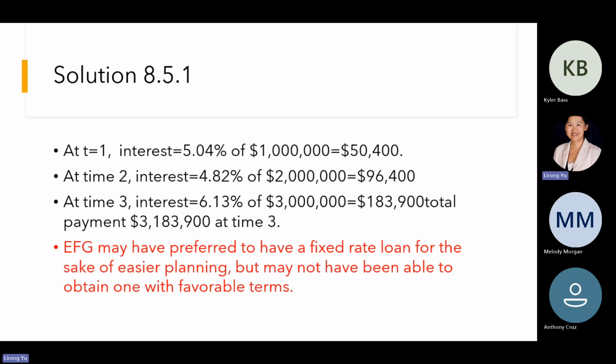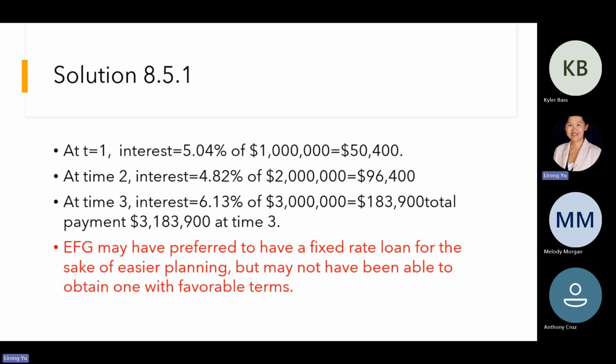Okay. Now this is still an example of floating rate payment. Suppose the company EFG wants to fix the interest rate. For planning, it's easier if the interest rate is already known at the beginning of the term. But maybe they cannot get one on favorable terms. Maybe you can always get a fixed rate loan, but the bank offers like 10% or 8%, and you're like, that doesn't sound so good. Since it's a loan payment, you want a lower interest rate, and compared to an 8% interest rate, maybe the floating interest rate of 5.04, 4.82 is not so bad anymore.